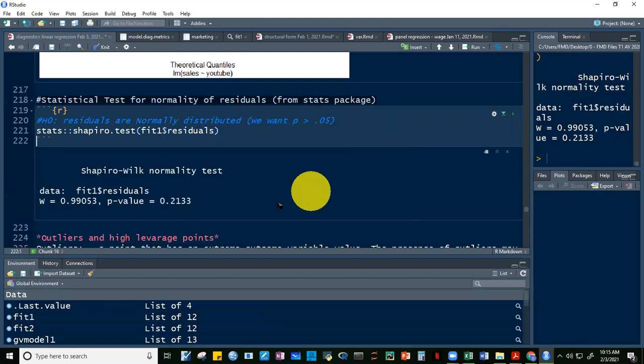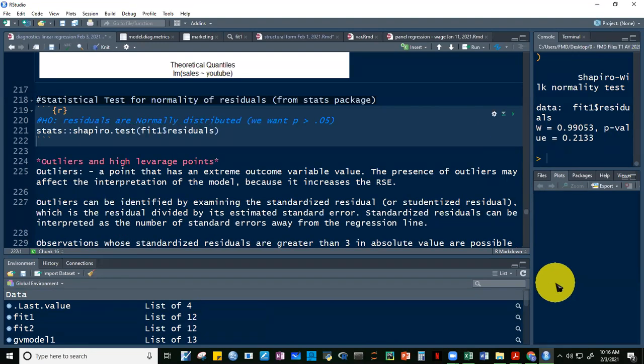Okay, enter natin. So we have here, guys, this is the Shapiro-Wilk test, the statistic, and then the p-value is 0.2133. Although visually parang may problem sa normality, dito hindi naman. Sorry, p-value is 0.2133, therefore we fail to reject the null hypothesis na normally distributed. Okay? So that's good. Yung residuals natin are normally distributed.